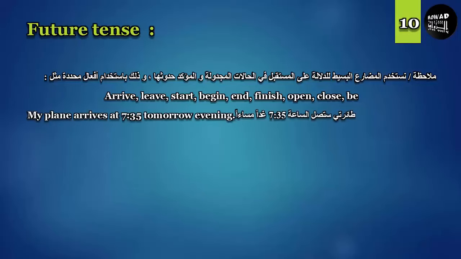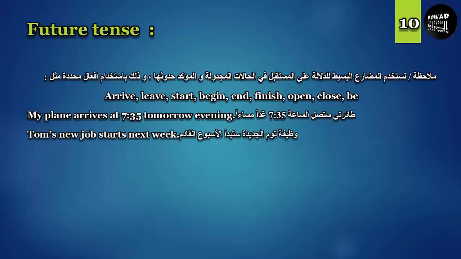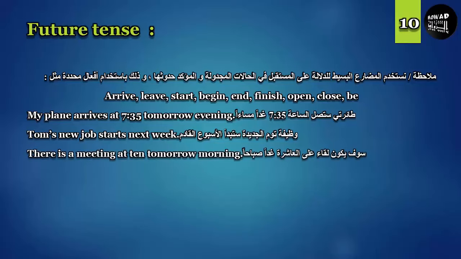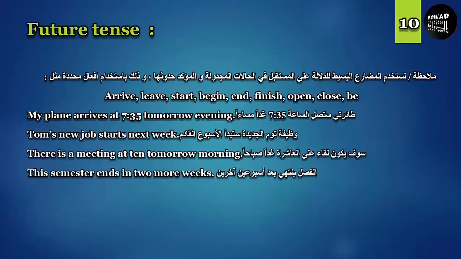حناخد أمثلة: My plane arrives at 7:35 tomorrow evening. Tom's new job starts next week. There is a meeting at 10 tomorrow morning. This semester ends in two more weeks. في كل الأمثلة الموجودة عندي بتتكلم عن مواعيد ثابتة في المستقبل، ولكن بنستخدم البريزنت سيمبل في جميع هذه الجمل.